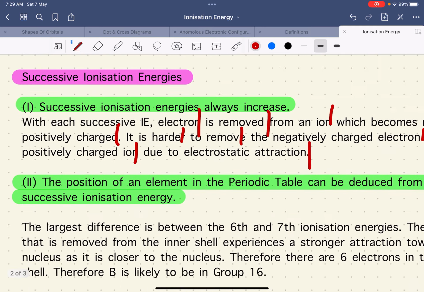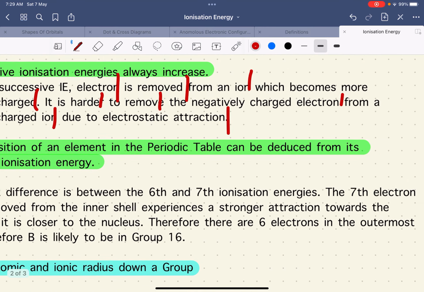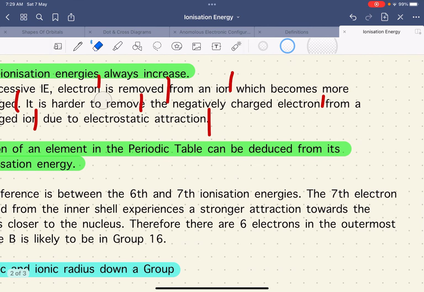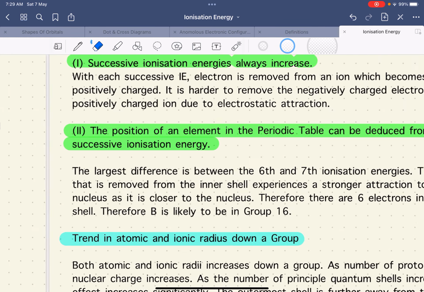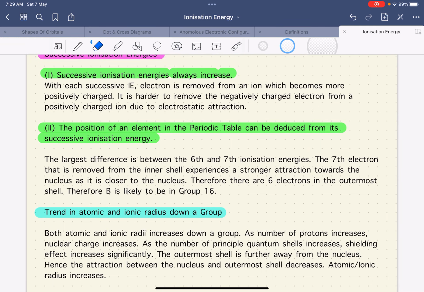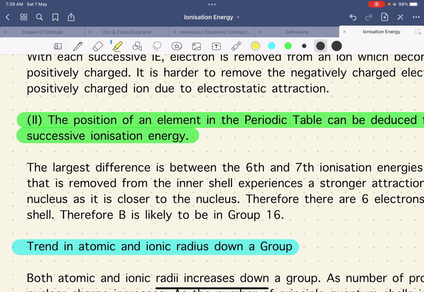Let's go to the position of an element in the periodic table. It can be deduced by its successive ionization energy. What do I mean by this? Typically they will give you a graph. Then we identify the largest difference.